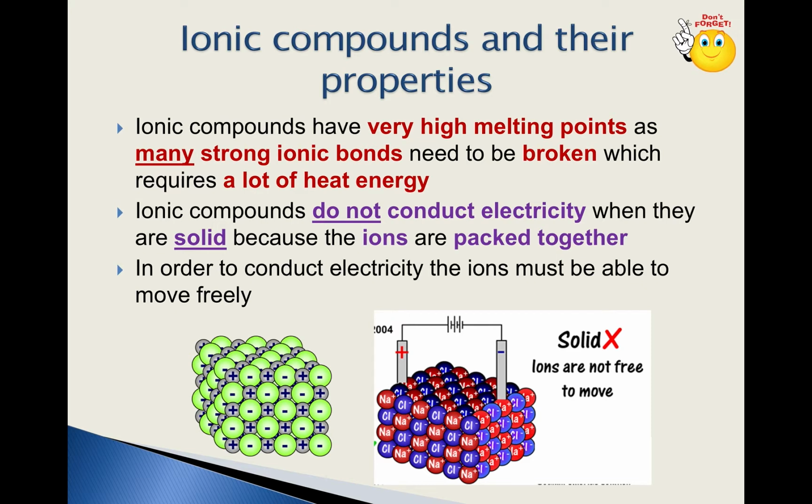Or you could take sodium chloride, put it in some kind of dish and heat it up very, very strongly and turn it into a molten state. And when it's melted, the ions are free to move. So to make the ions free and to allow them to move, we can either dissolve it in water or turn it into a molten state by melting it. Those are the two things that we can do with an ionic compound.